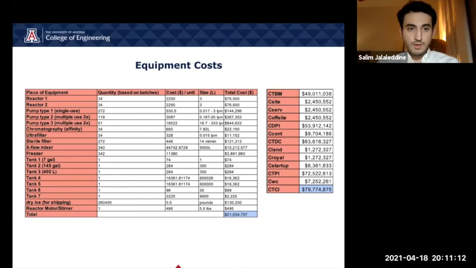Pump types 2 and 3 are multiple use, so the quantity required for those is less. Most of the equipment we will be using is single use, with the exception of freezers, which will store the vaccine doses, as well as the storage tanks throughout our process, which will vary in size. After costing each equipment thoroughly, we determined that the total equipment cost will be around $21 million. The total capital investment also came out to be around $80 million.